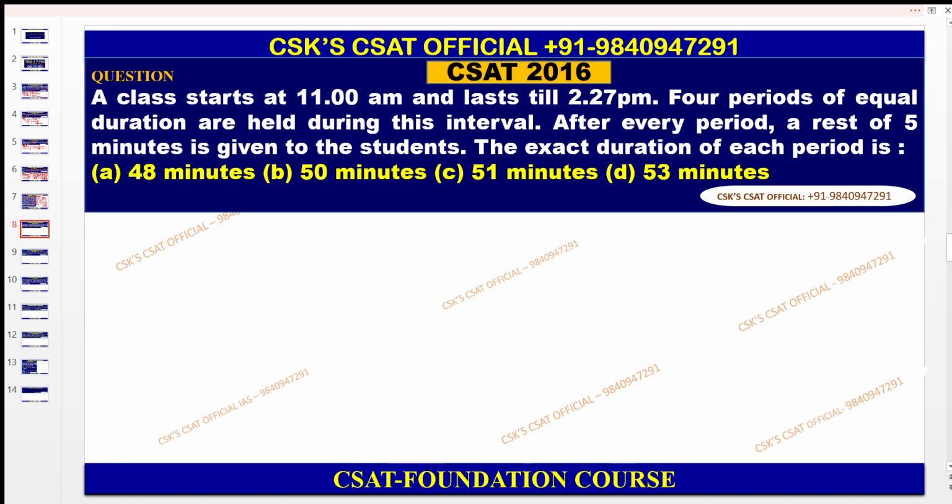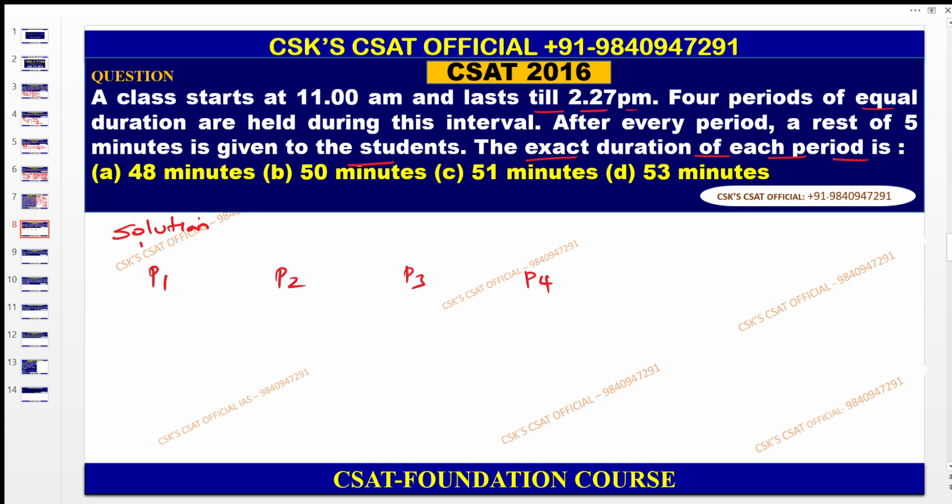A class starts at 11 a.m. and lasts till 2:27 p.m. So 4 periods of equal duration are held during this interval. After every period, a rest of 5 minutes is given to the students. So what is the exact duration of each period? Try to understand the concept here. Period 1, period 2, period 3 and period 4. There are 4 periods.